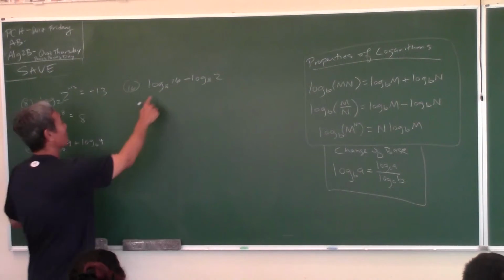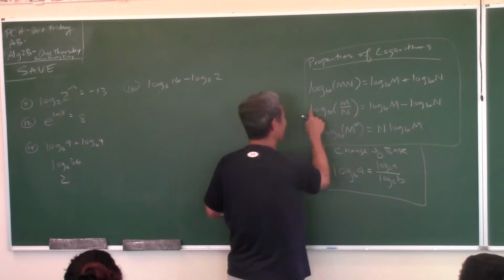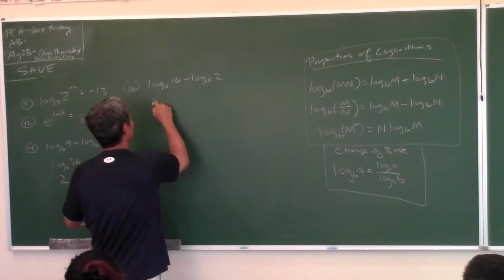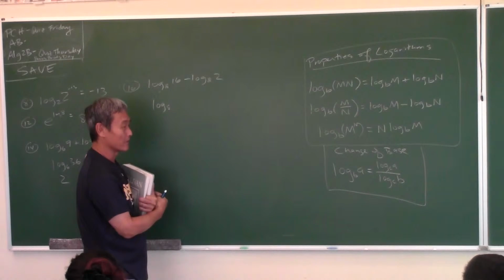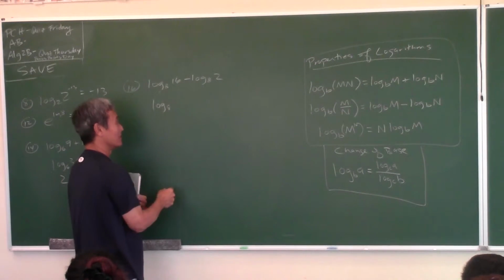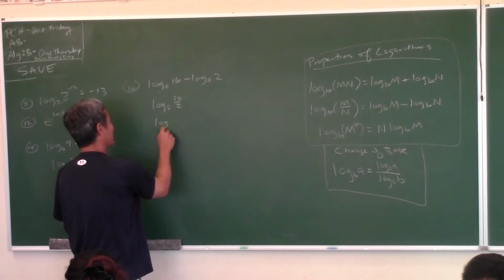Now notice that these two logarithms are subtracted, like over here. See that? So I want to use the second property. When you subtract logarithms, you can combine them into a single logarithm, but what do you have to do with these two arguments? You divide them. What is 16 divided by 2? Here, I'll write it down like this so you can see what I'm doing. And then that becomes 8.